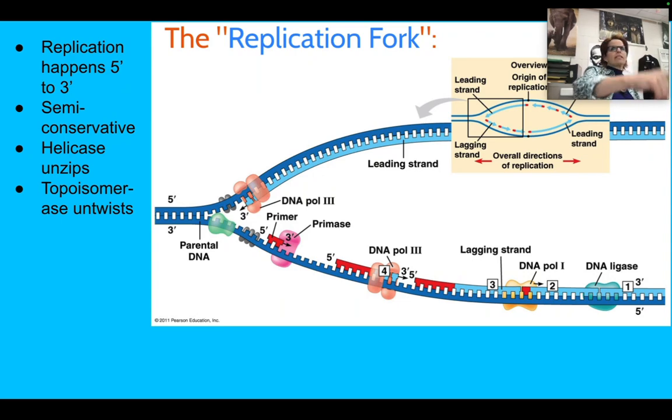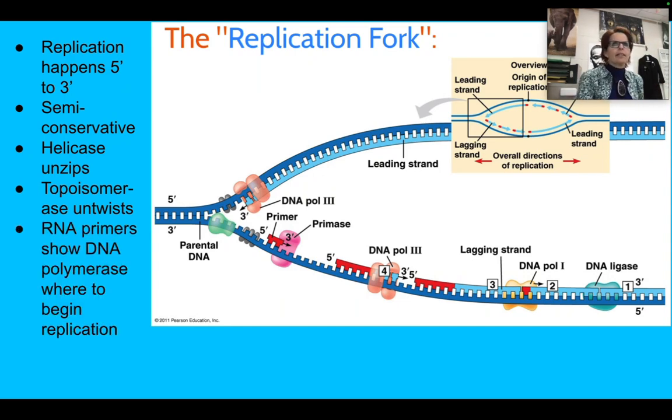Topoisomerase is untwisting it ahead of helicase. And then the RNA primers, let's see if we can see an RNA primer. There it is, right there in red. The RNA primers are put on by something called primase. They show DNA polymerase where to begin replication. So remember, on the leading strand, the DNA polymerase is going to go very, very fast right behind helicase. It's as fast as helicase is separating the two sides.